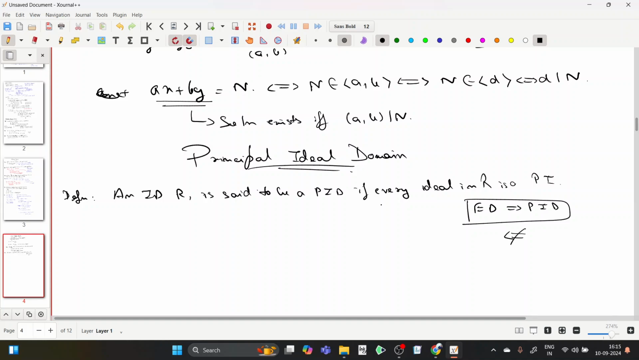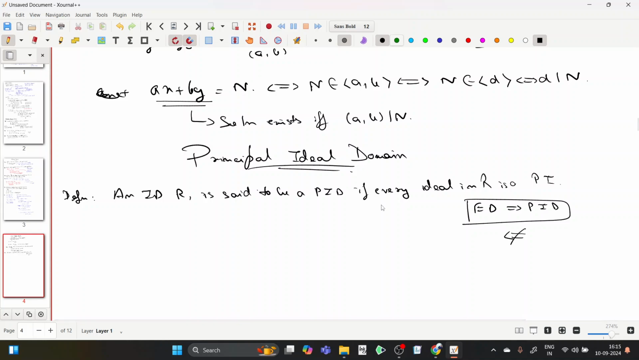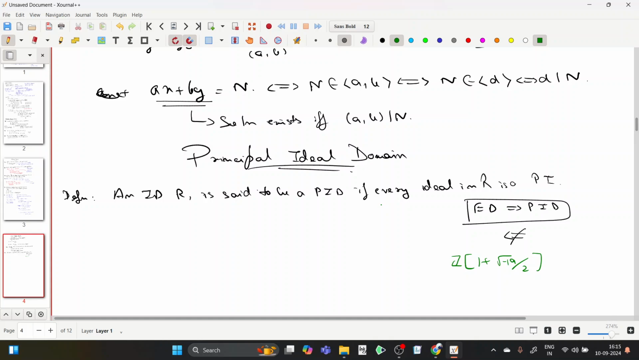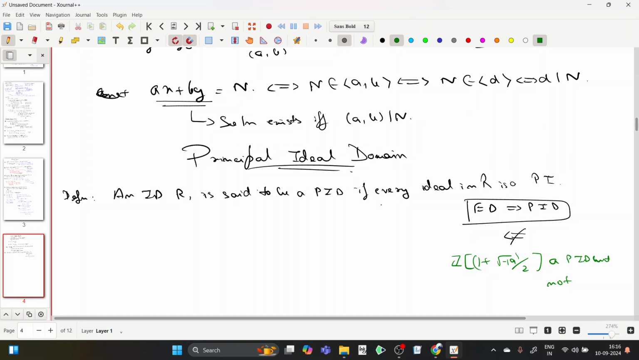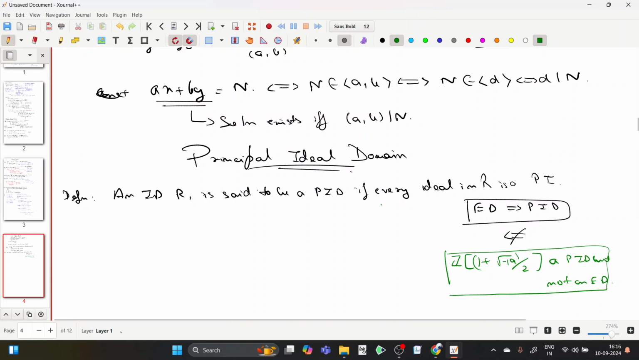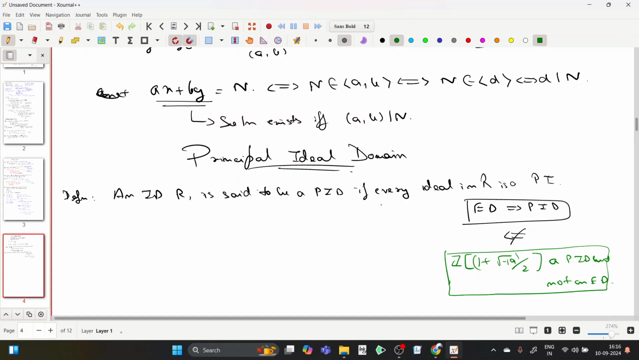The immediate example for the reverse conclusion to be not true is the quadratic ring of integers Z[(1 plus root minus 19)/2]. This is a PID but not a Euclidean domain. We are not going to prove this. Proving this requires a lot of complicated work. So if in future I get some time to discuss specifically these examples, which are quite complicated, then I'll do so. But for now you can consider this to be a fact.